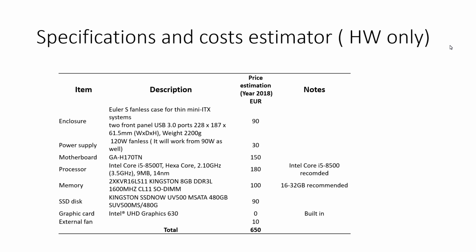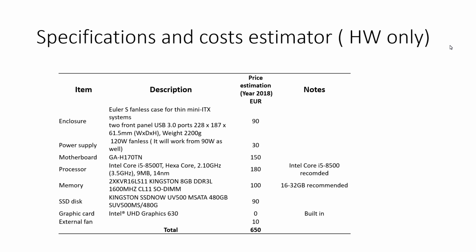Specifications and cost estimator. We are talking about hardware only. So, enclosure, approximately 90 euros. Power supply, well calculated, 30 euros. Motherboard, 150 or even more. Processor, 180 up to 200. Memory. In the current project I use 16GB memory, but maybe it is worth extending it to 32.